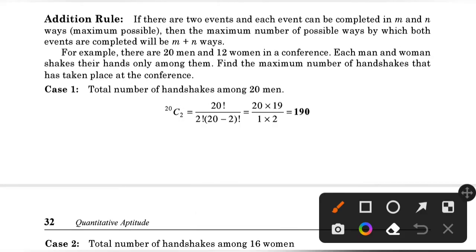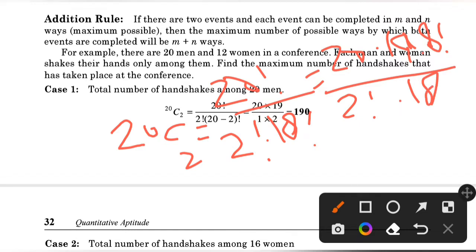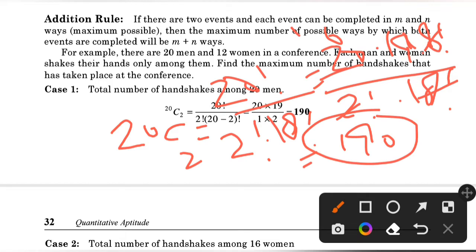In this example, we are given that there are 20 men and they shake their hands only among them. So this can be found by the formula 20C2, and this will be equal to 20 factorial over 2 factorial into 20 minus 2, which is 18 factorial. This can further be written as 20 into 19 into 18 factorial over 2 factorial into 18 factorial. So this 18 factorial will be cancelled with this 18 factorial. 2 1s are 2, 2 10s are 20, and 10 19s are 190.